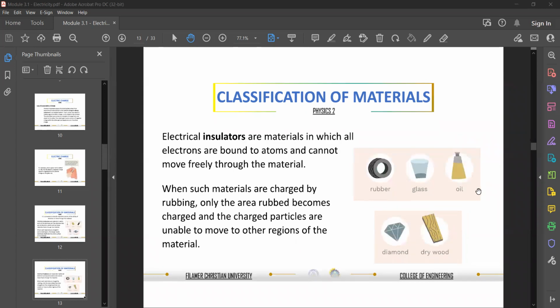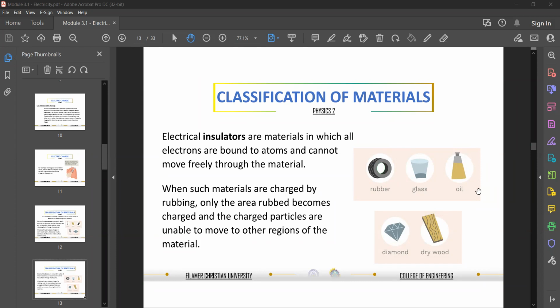How about insulators? So insulators naman, these are materials in which all electrons are bound to atoms and cannot move freely through the material. Ito naman yung parang opposite ng conductor, which is insulator. So when such materials are charged by rubbing, only the area rubbed becomes charged and the charged particles are unable to move to other regions of the material.